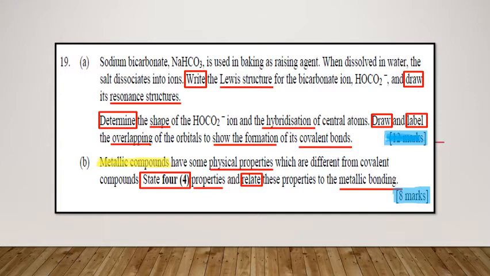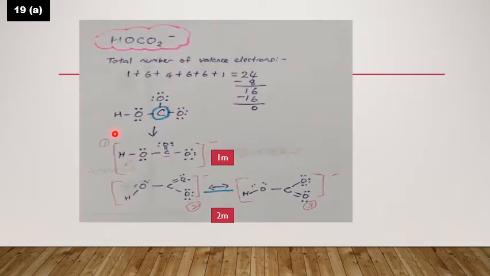So let's check. So the first one, I draw the Lewis structure. So follow the rules, determine the central atom. Actually, there are how many central atoms? C and O.